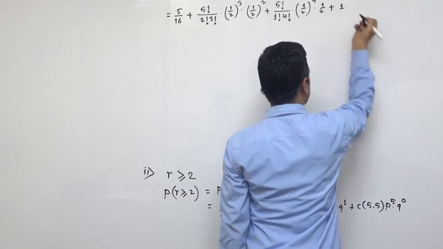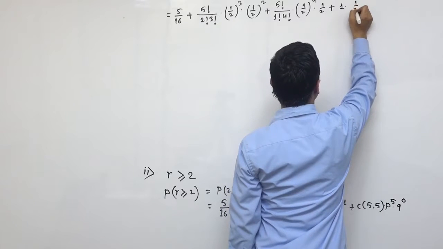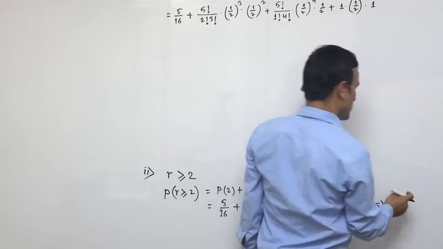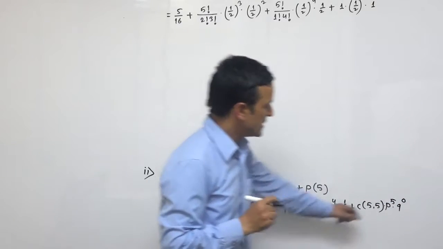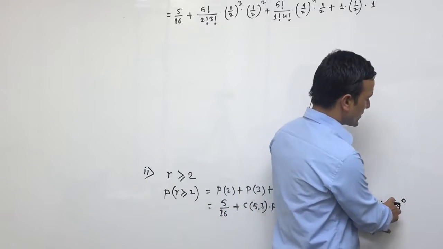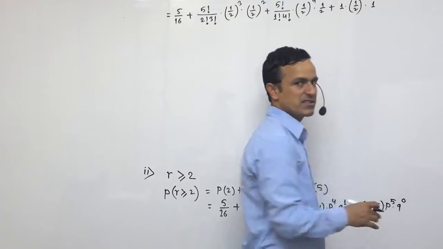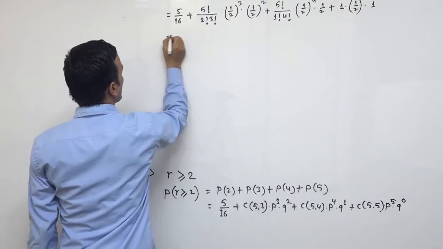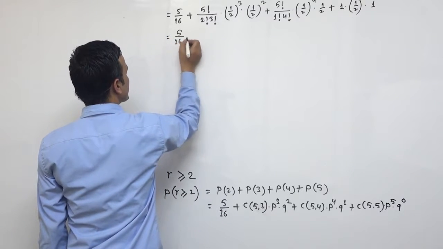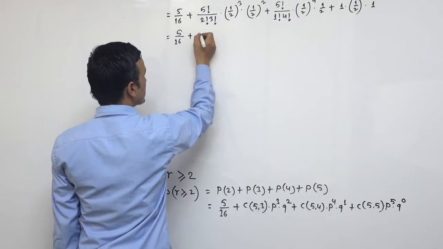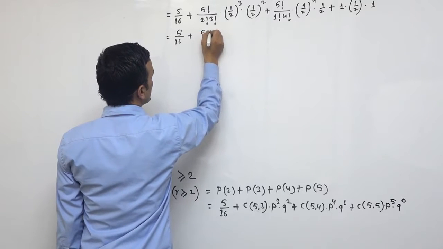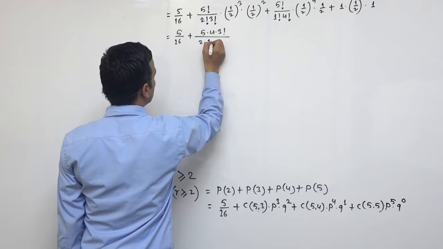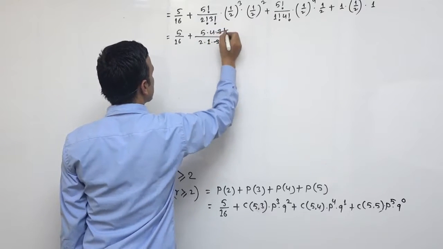So write down 1. P power 5 means 1 upon 2 to the power 5, and q power 0 means it is 1. Whatever number is placed in q's position, if the power is 0 it will be 1 according to the rule. So we can solve it. 5 by 16 plus 5 into 4 into 3 factorial divided by 2 into 1, and 3 factorial cancels.